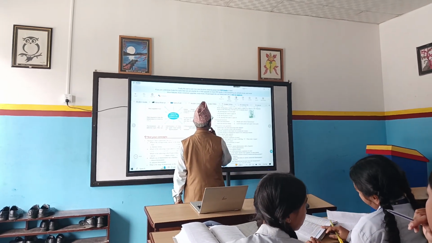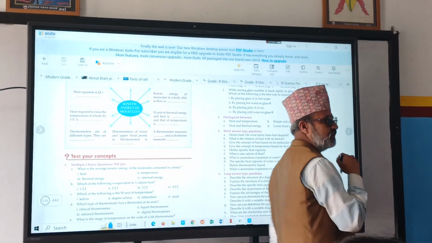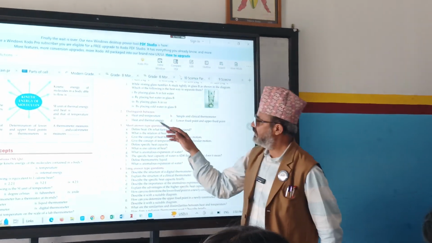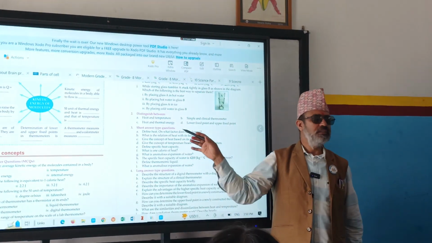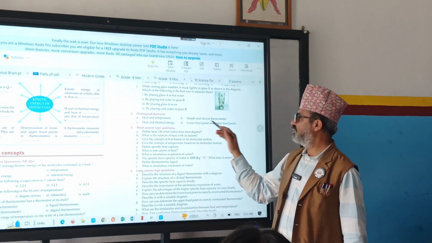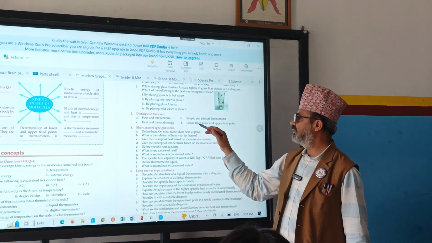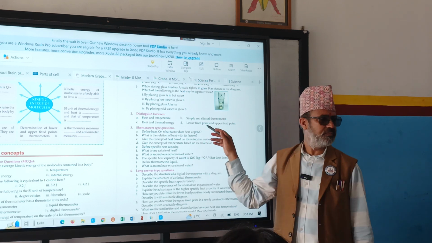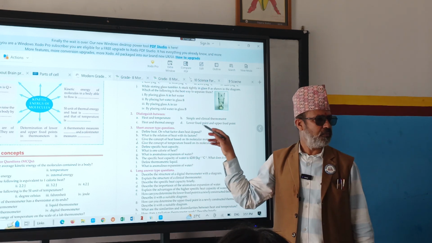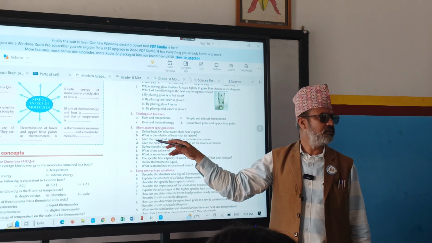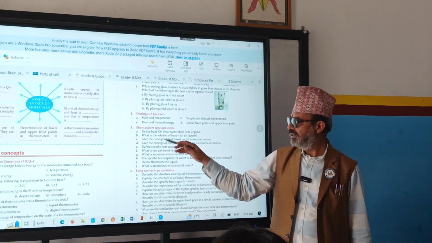We have discussed short question answers, right? MCQs were discussed, yes or no? Distinguish between, have you done? This is difference between heat and temperature, simple and clinical thermometer, heat and thermal energy, lower fixed point and upper fixed point. Definition. Actually, heat is in motion, but thermal energy is at rest, right?